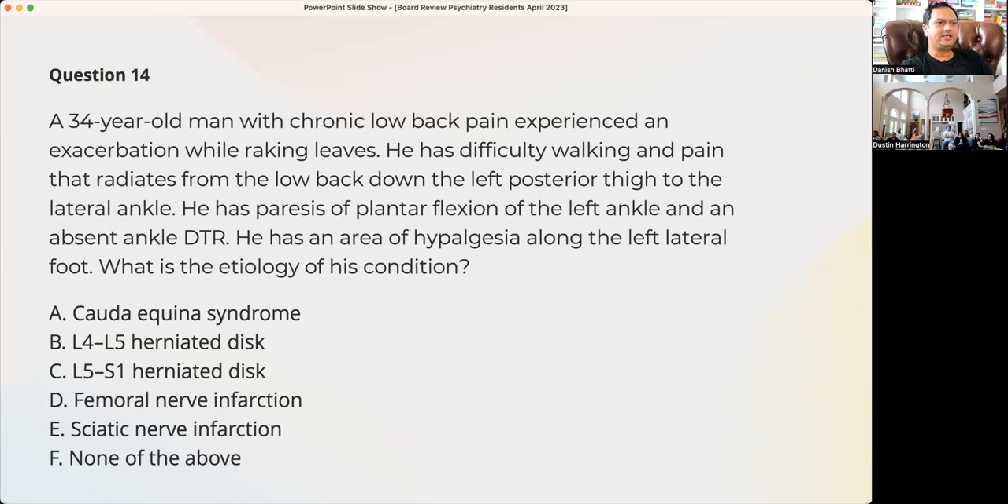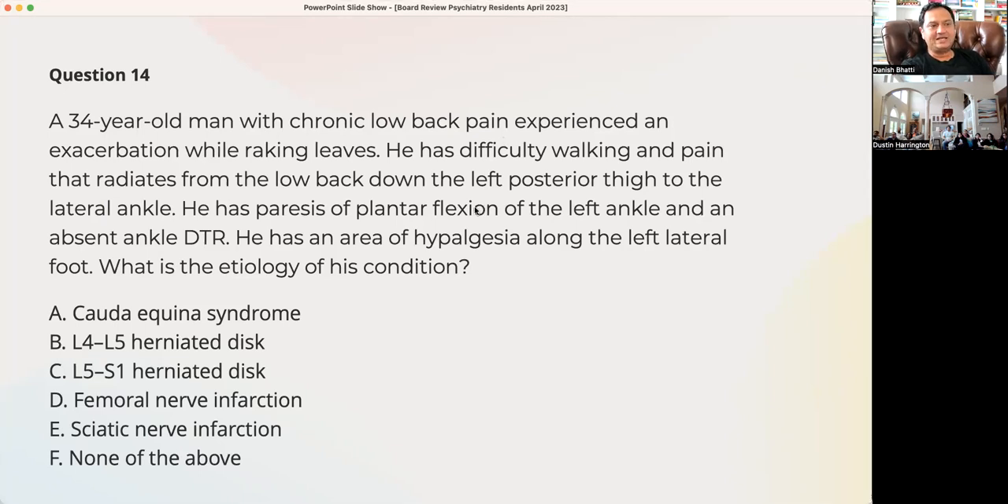A 34-year-old male with chronic low back pain experienced an exacerbation while raking leaves. The low back pain got worse. He has difficulty walking and pain that radiates from the low back down the left posterior thigh to the lateral ankle. So the outer side of the ankle is typically S1 and the inner side is typically L5. Inner ankle is L5, outer ankle S1. Ankle reflex is L5, S1, L5 more than S1.